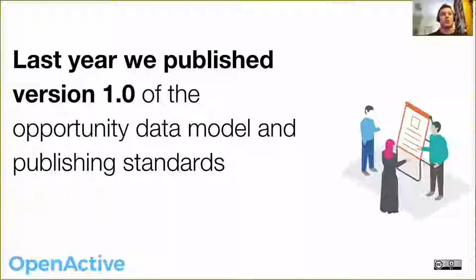That's not a reflection on the OpenActive community. That's just a reflection on any kind of standardization work, it takes time to get people to agree on consistent approaches. So we published the first version, the first 1.0 version of the specifications last year. So that was the opportunity data model and the standards to support publishing.